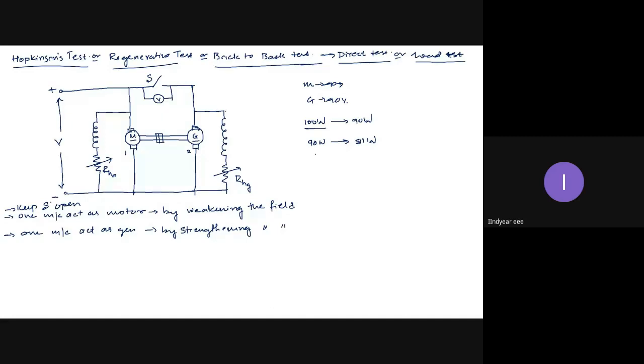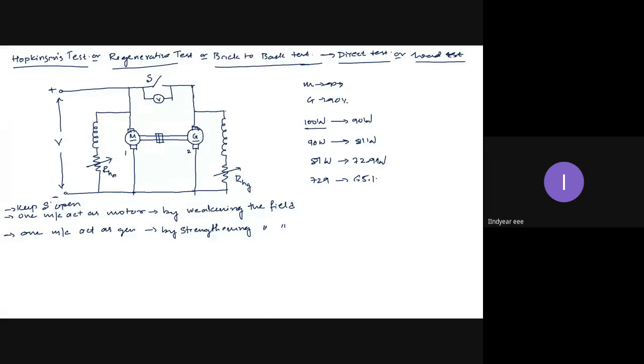When 100 watts was received by the motor, 90 watts was the output. Now it is receiving 81 watts. What will be the output? 90% of that, how much? 72.9 watts. Now the generator is receiving 72.9 watts. How much will it give? Less than 90%: 65.61.